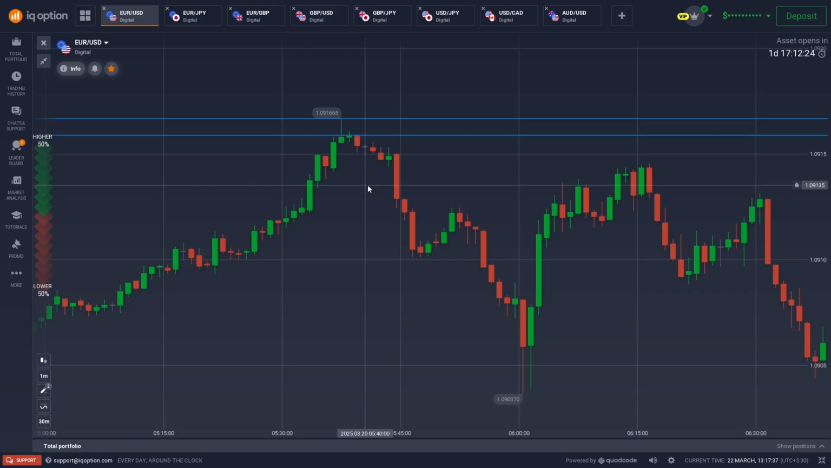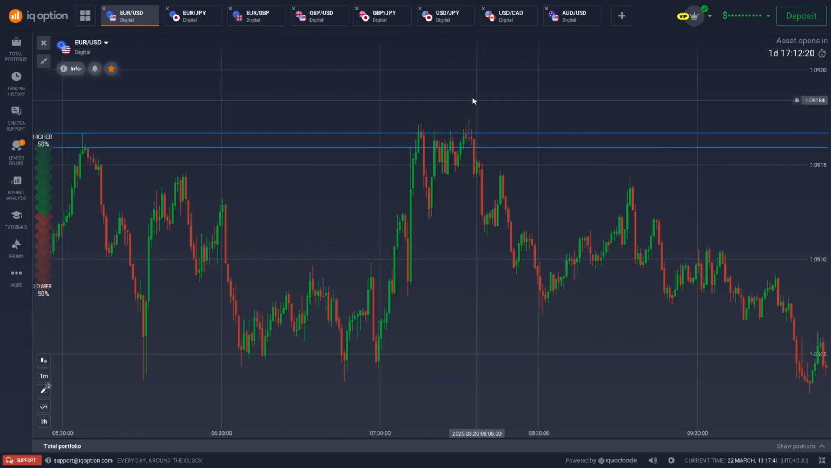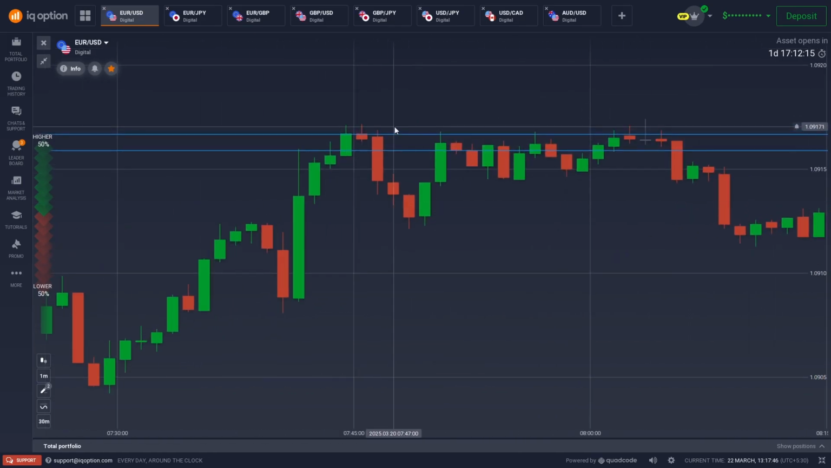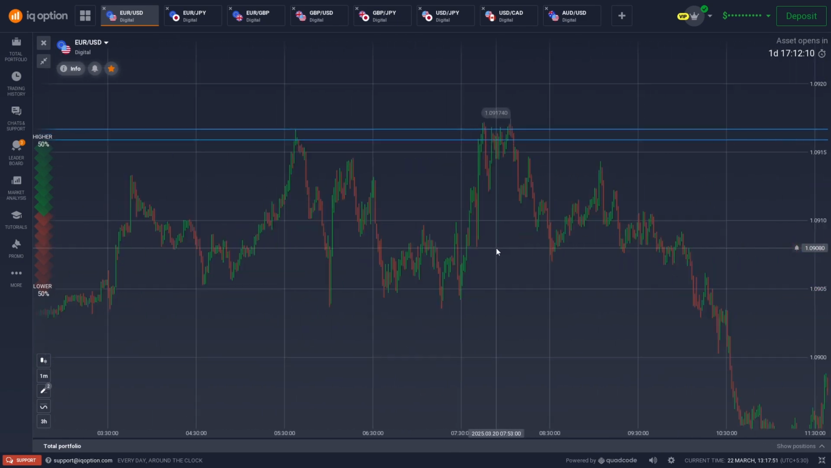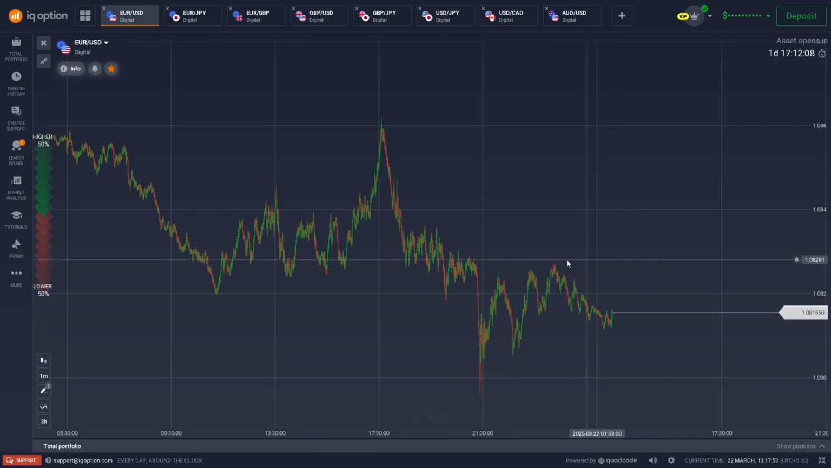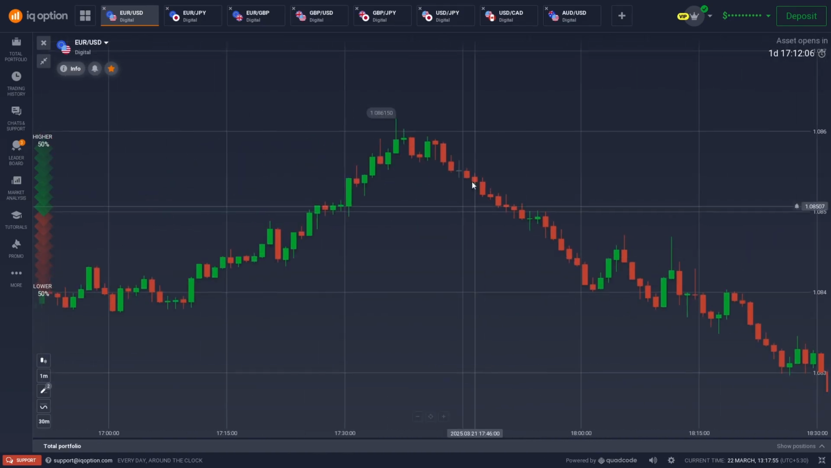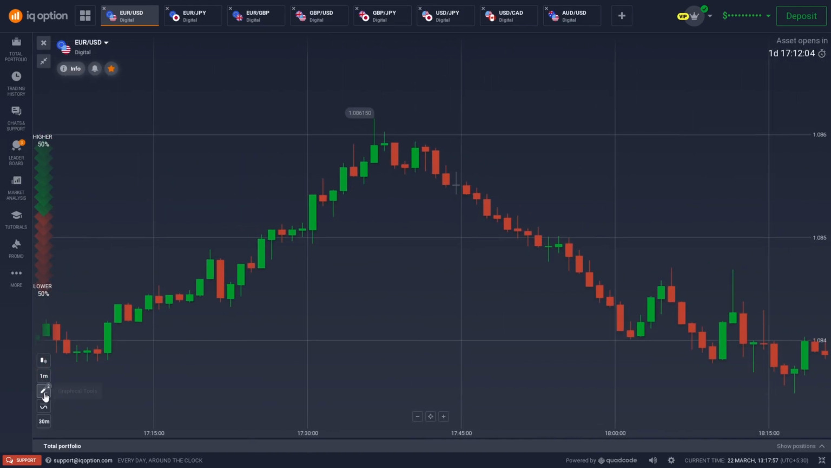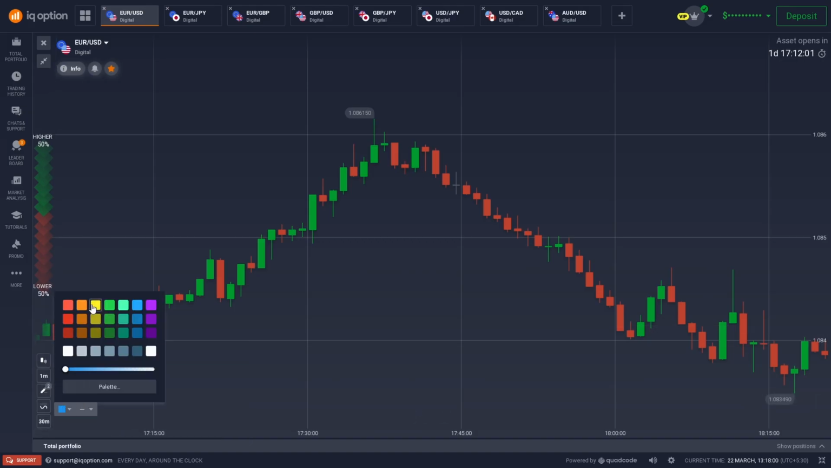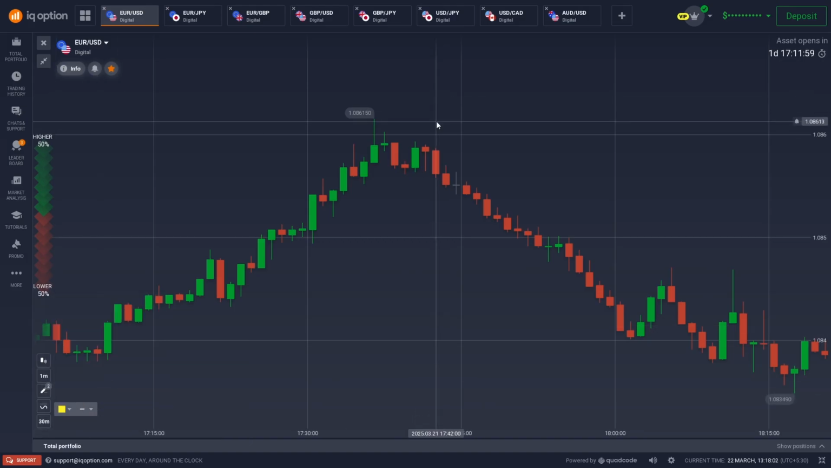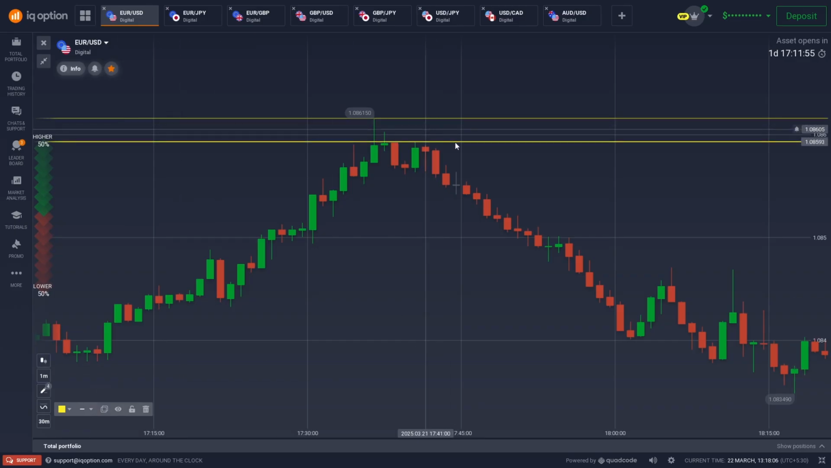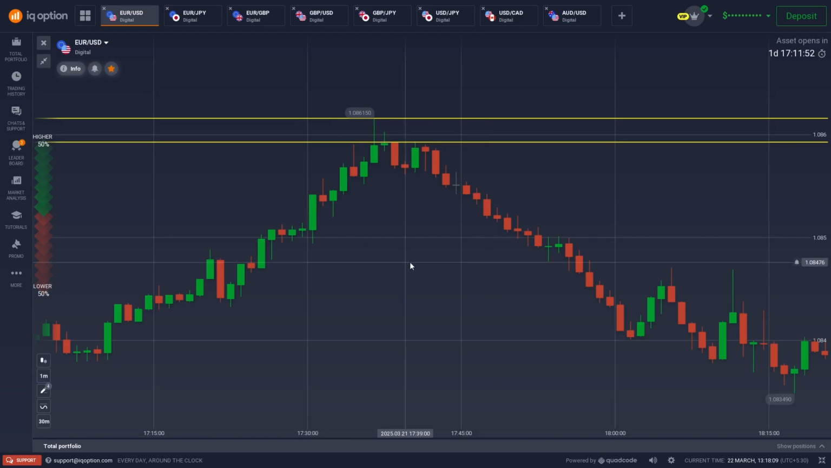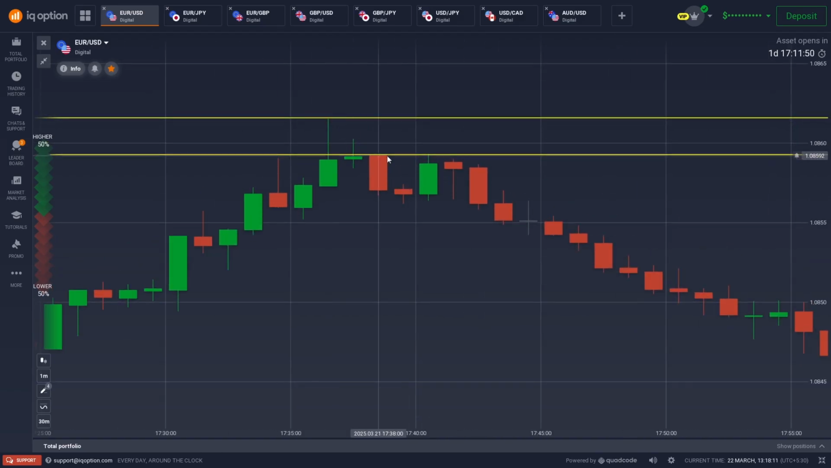Now comes the part how you can update these zones, because in this case you see that there are wicks that broke this zone, so we need to update these zones also. So let me explain you with some example. So let's take this example. Suppose, let's first draw the resistance. So this is our resistance zone. We have used the wick and the body.